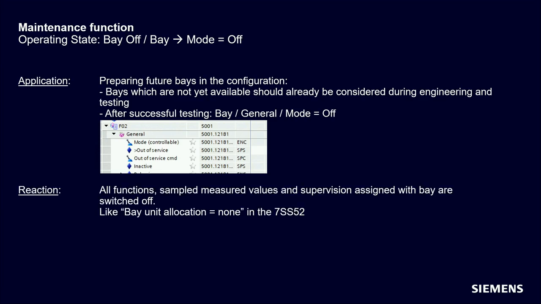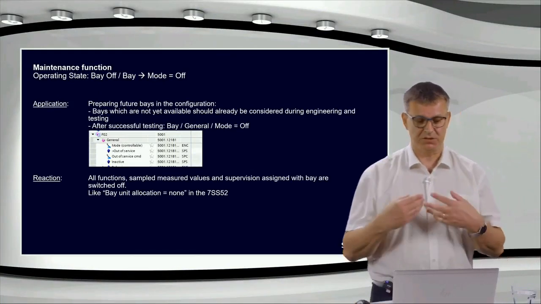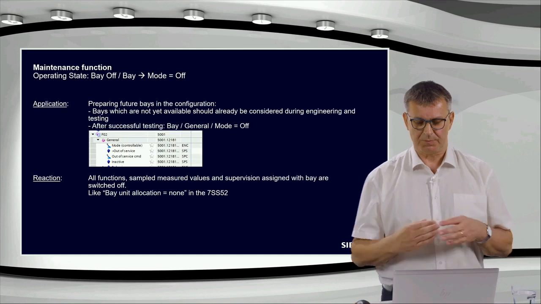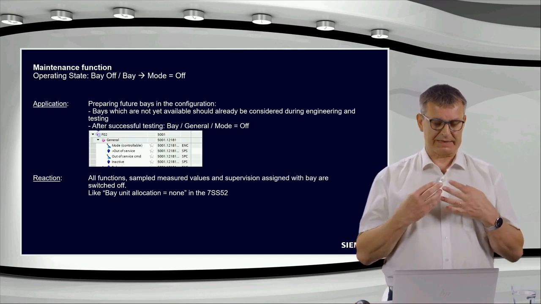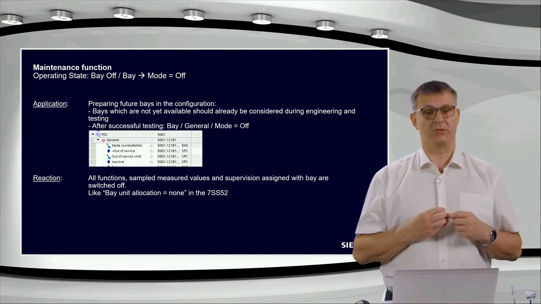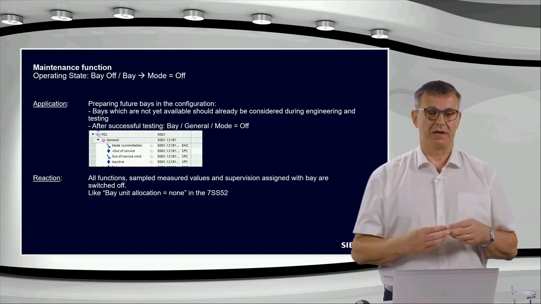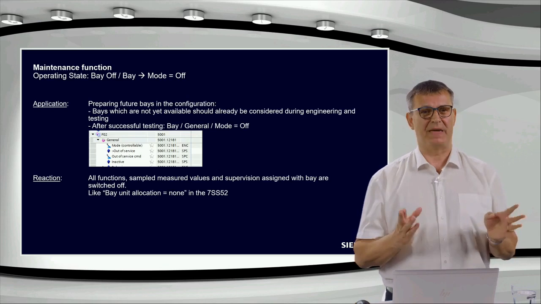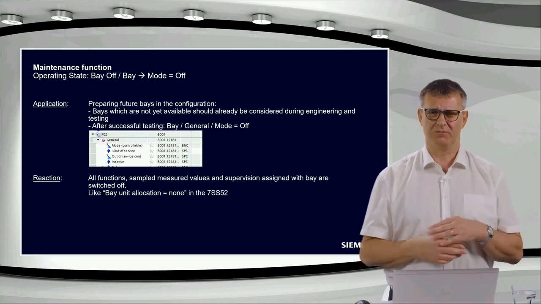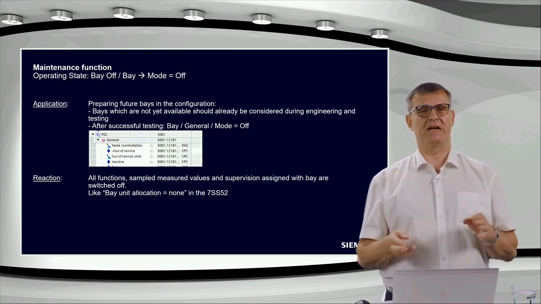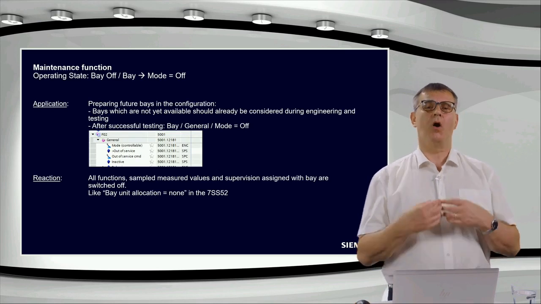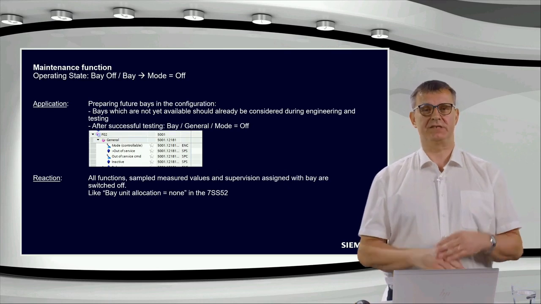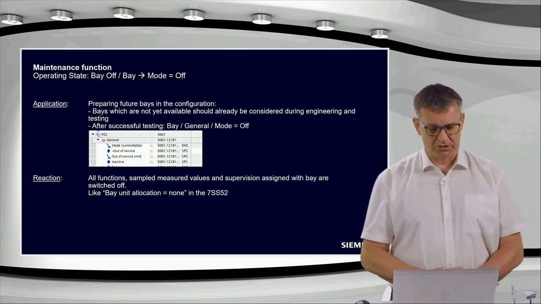Reaction: all functions assigned to the SPAY inside the SPAY don't matter. It's like the bay unit allocation in the 7SS52 when you set the bay unit allocation to none. So really the complete bay is switched off. No signal will come from the SPAY, no warnings, no measurements will come from the SPAY. The SPAY is like not available in your configuration.